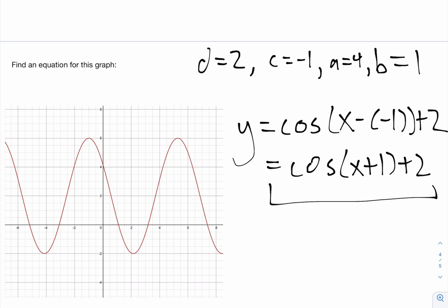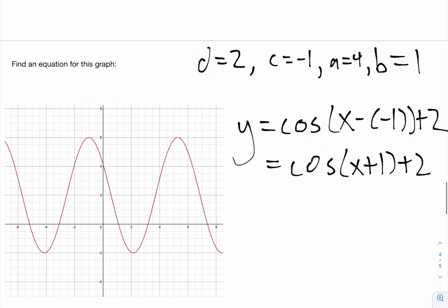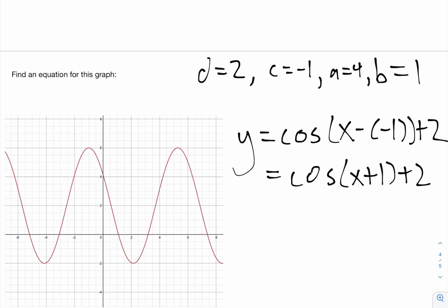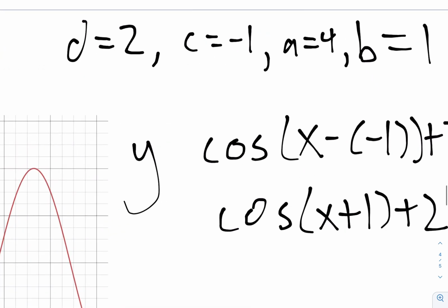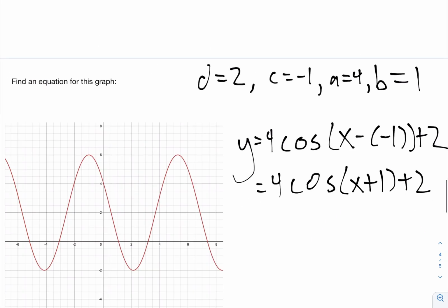And we could verify this by plugging in coordinates like we did last time, but it's going to be correct here. And I don't know why I didn't put 4 in front, because remember our amplitude was 4, so y equals 4 cos theta. There we go.